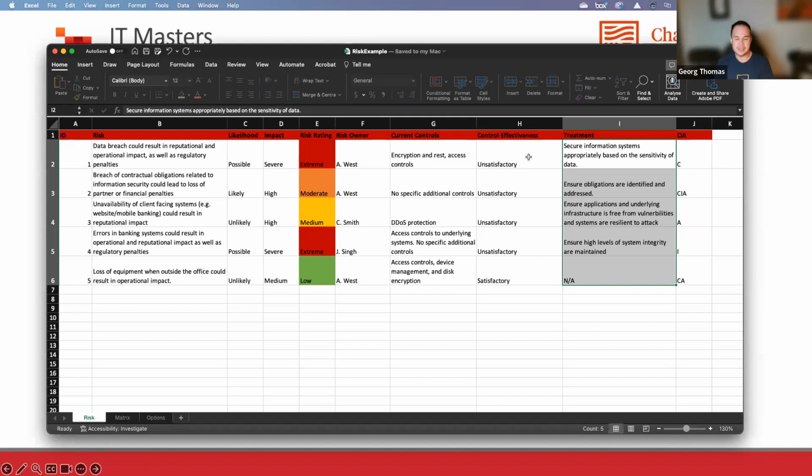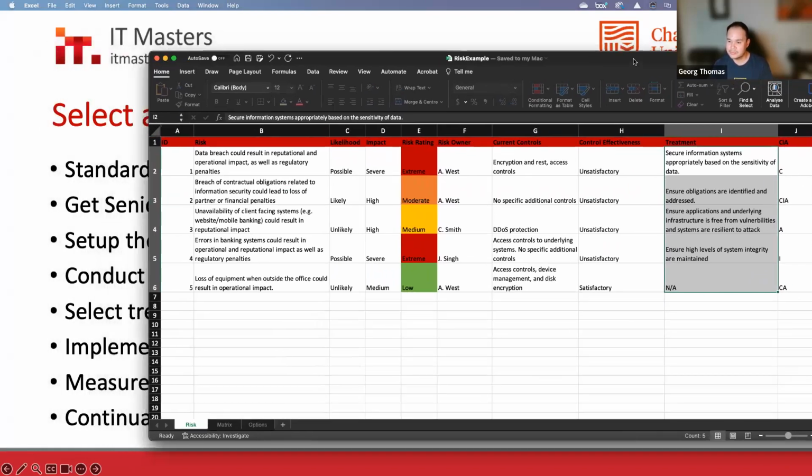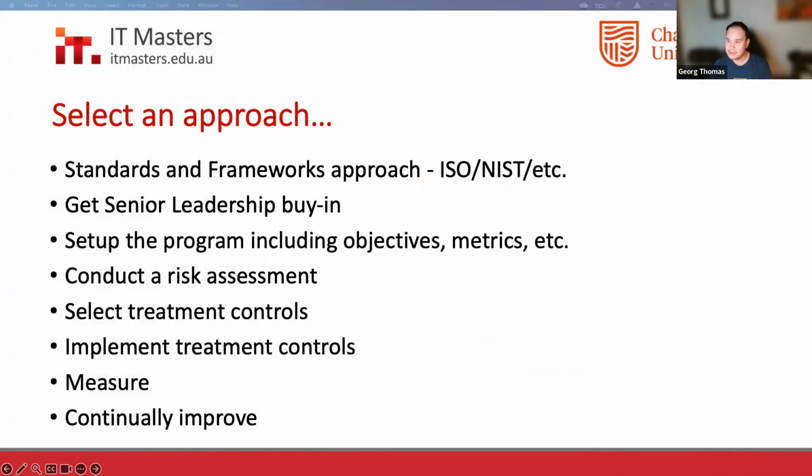And things like loss of equipment outside the office. That might be disk encryption. It's probably going to be access controls again. It might be device management, so you could track and wipe devices and things like that. So it's quite a lot of bits and pieces to that. Right, let's get on to controls.